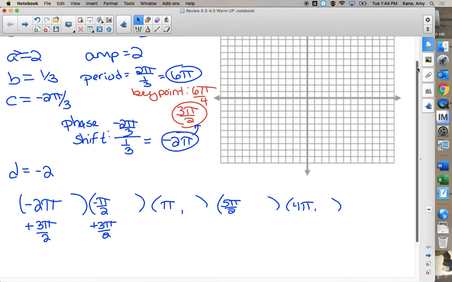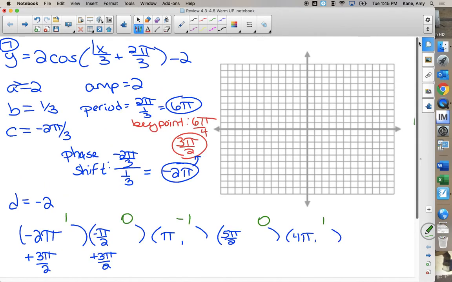The last part here, getting y. I know this is cosine. Cosine usually goes 1, 0, negative 1, 0, 1. I have to multiply by 2 first because the 2 is in front. And then you subtract the negative 2 last. So I would subtract 2 last.